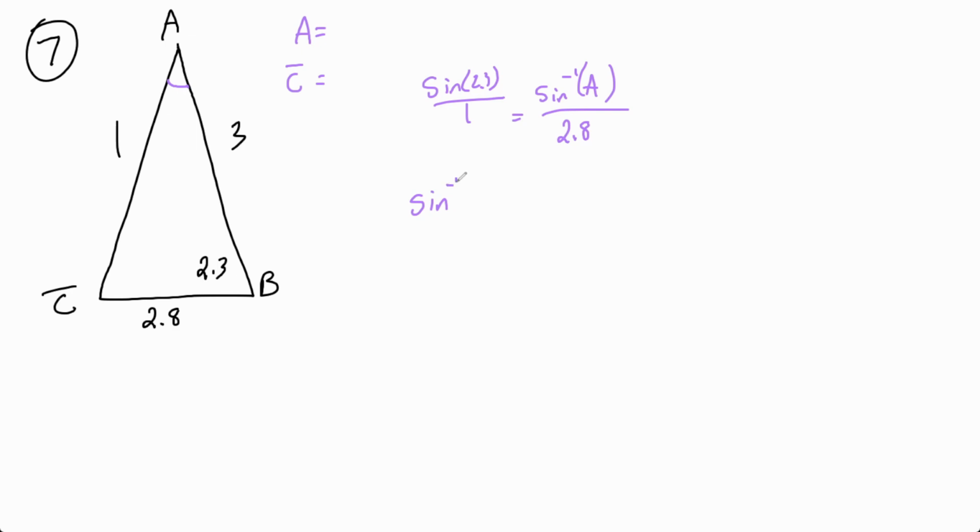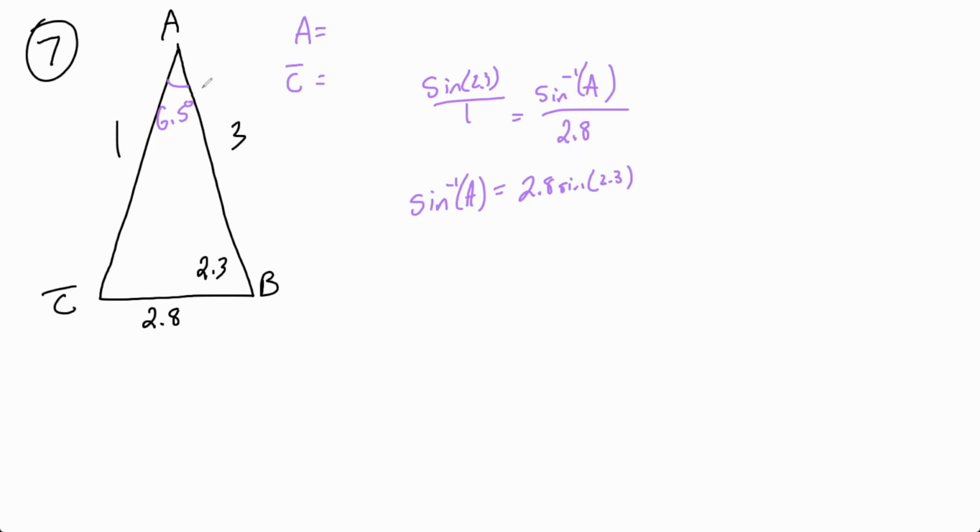We're going to end up with inverse sine of A is equal to 2.8 sine 2.3. And because that was over 1 over there, we don't have to do any division. We've already isolated our variable. So we have 2.8 sine 2.3, leaving me with a side. Oh, I didn't do inverse. Inverse sine 2.8 sine 2.3. Uh-oh, we're in trouble here. It looks like 6.5 degrees.